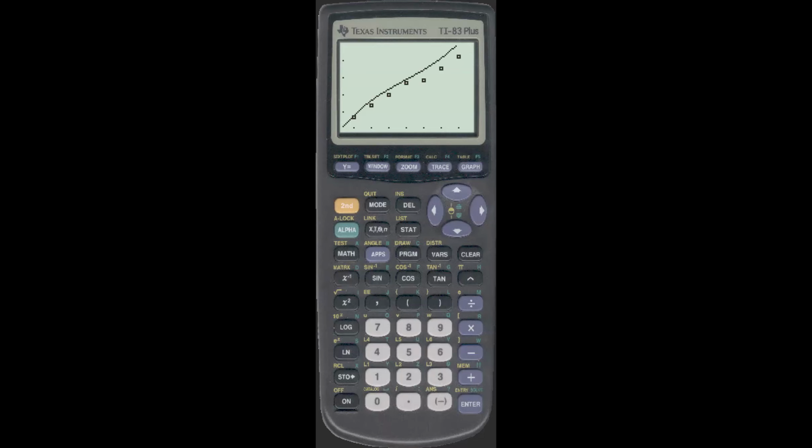A rough sketch if you can. And that's the final answer to part B.